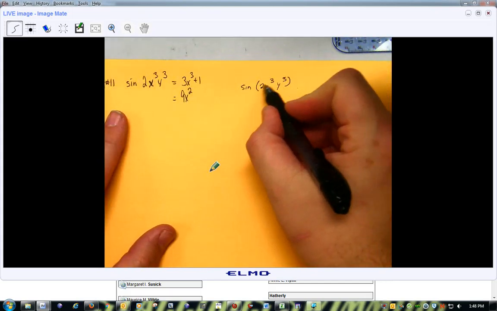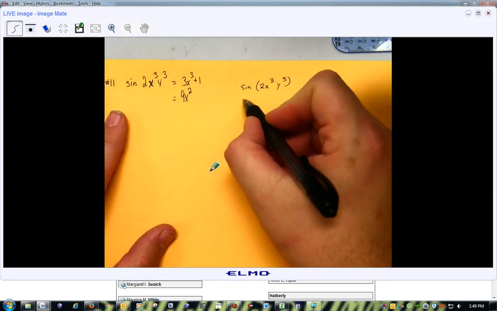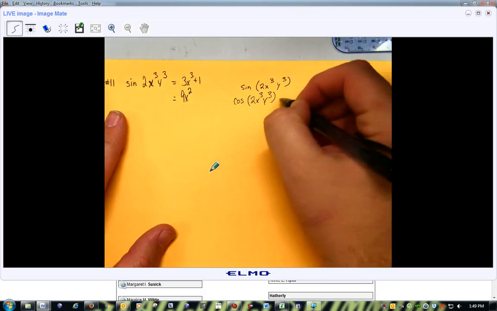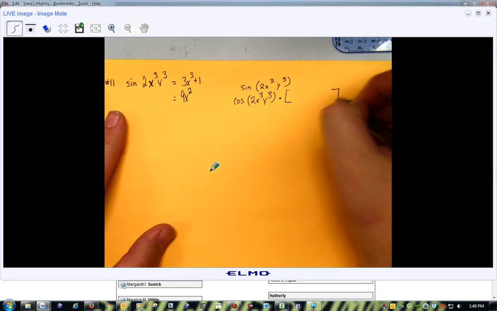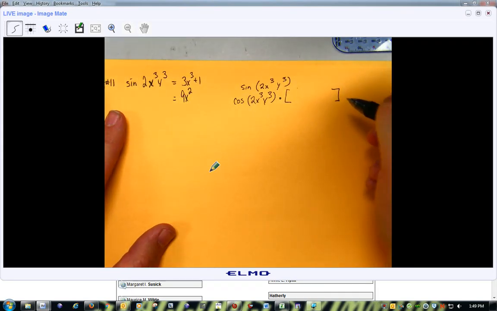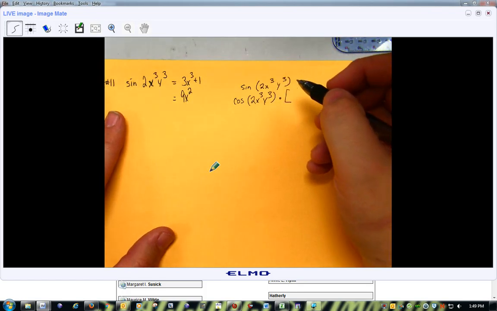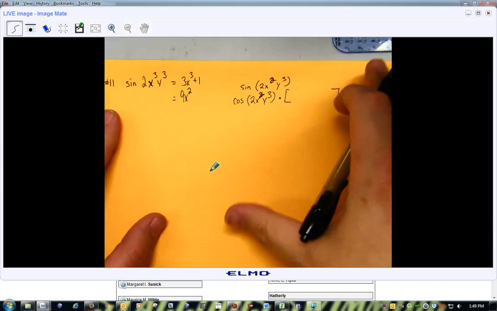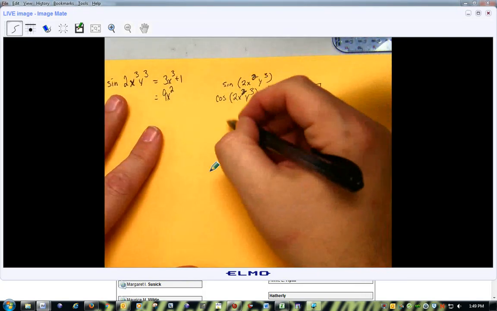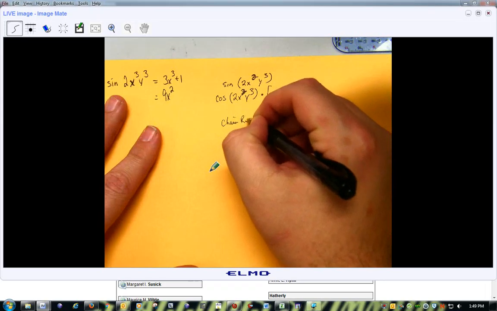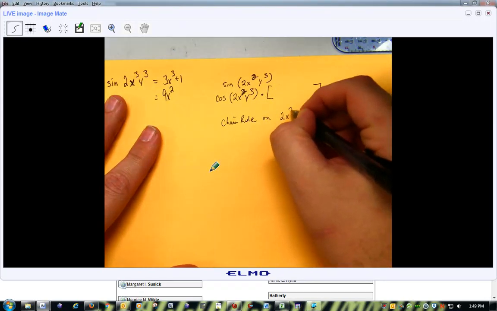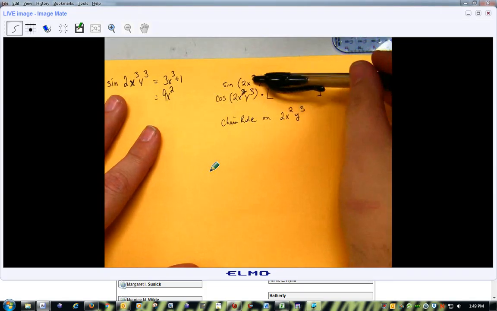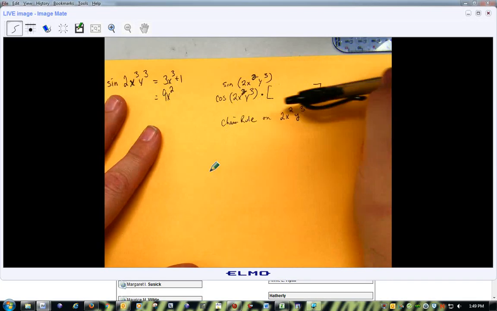Now, the derivative of the sine is the cosine. So I know this is going to be the cosine of 2x cubed y cubed, but then times some type of chain rule. All right. So now I have to do a chain rule on 2x squared y cubed. Because if it was sine x, it'd just be cosine x. But since it isn't, I have to do a chain rule on this guy.